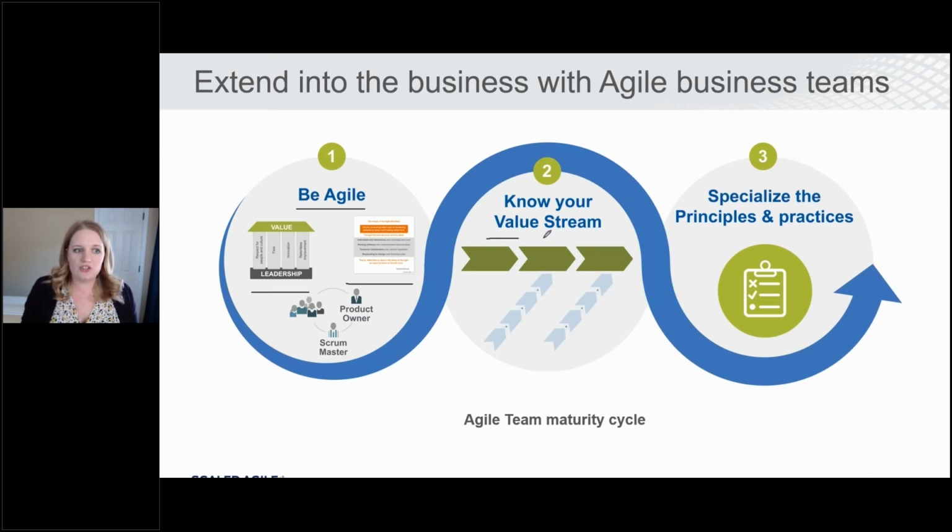And then we need to understand, what value are we delivering? What is our solution? What is the stream of value that we are operating on, and what is it that we're delivering? And then we want to extend to the rest of the business, because agility is a whole business operation. True organizational agility comes from specializing the principles and practices, involving HR, involving marketing, involving finance in our agility practices, is how we move that needle to true organizational agility.